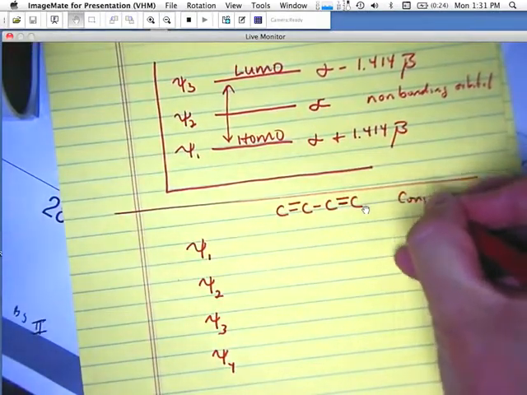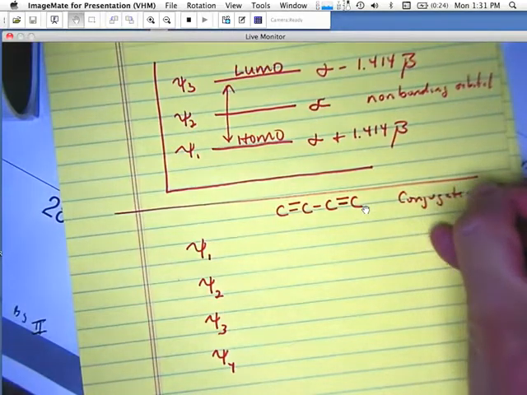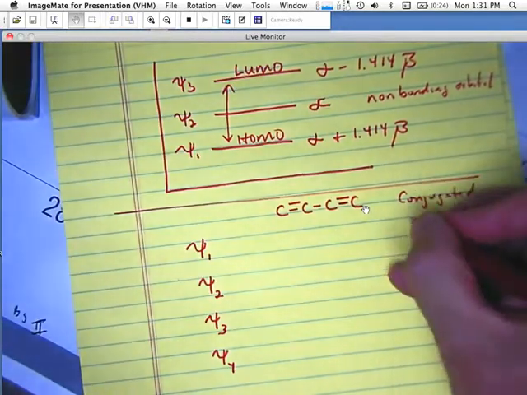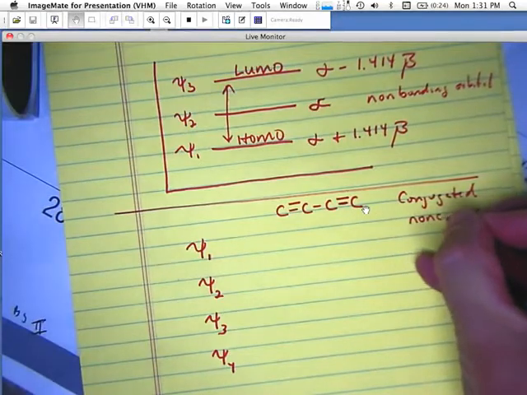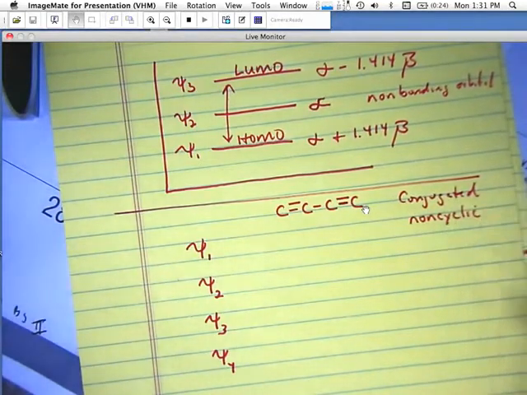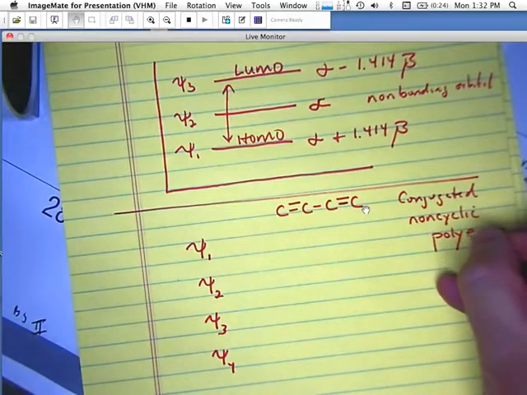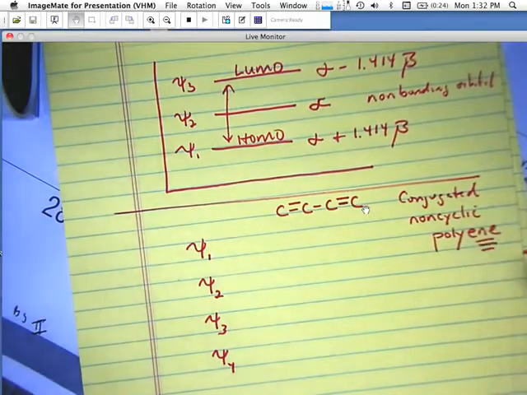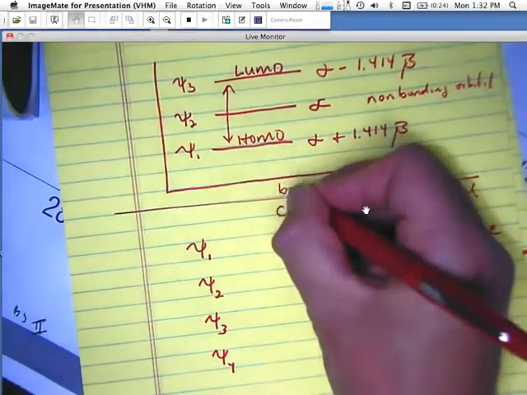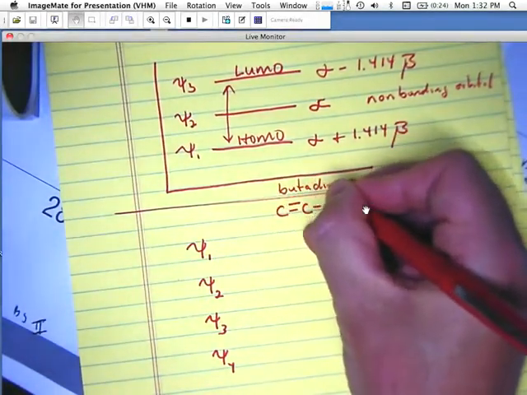Because it has alternating double bonds, we call that conjugated. And we're also going to call this a non-cyclic, meaning it doesn't go in a circle, it's linear. Poly, meaning more than one atom. Ene, and an ene means it has more than one double bond. So this particular molecule is called butadiene.